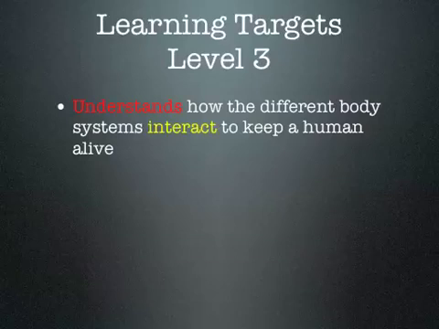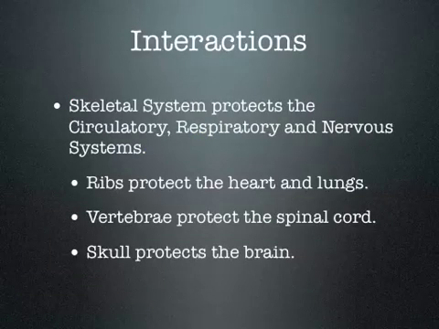Now let's get started. The first systems that we're going to talk about are the skeletal, circulatory, respiratory, and nervous systems. And we're really going to focus on the skeletal system. So the skeletal system protects these other systems. Ribs are part of the skeletal system, and they protect both the heart and the lungs. The heart is part of the circulatory system, and the lungs are part of the respiratory system.